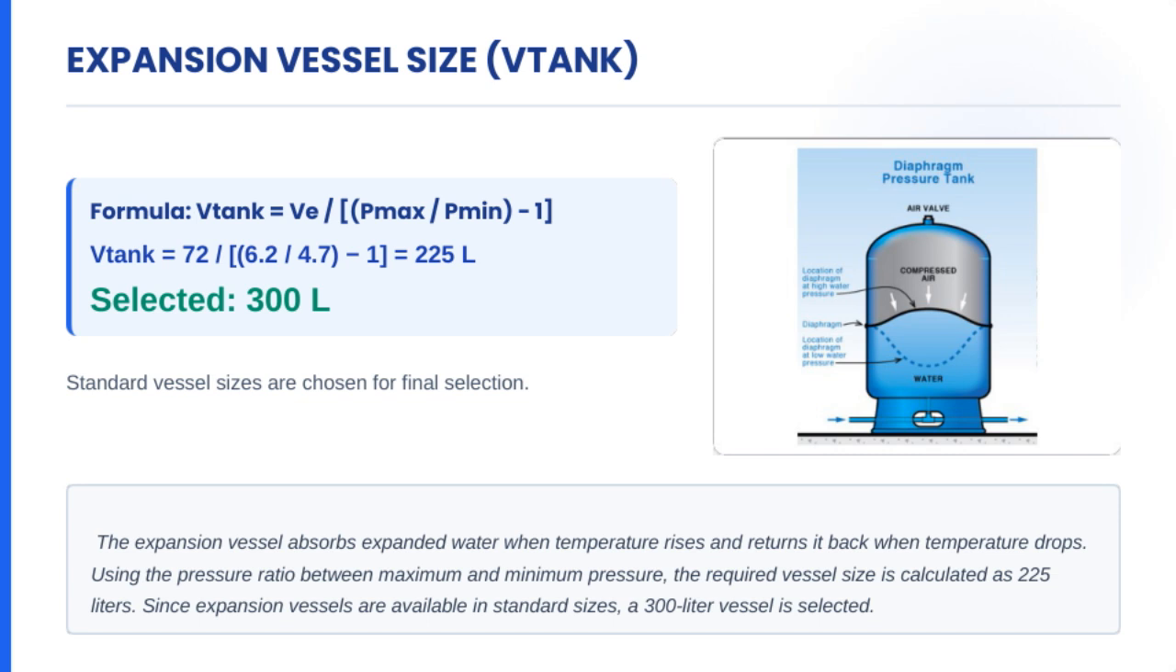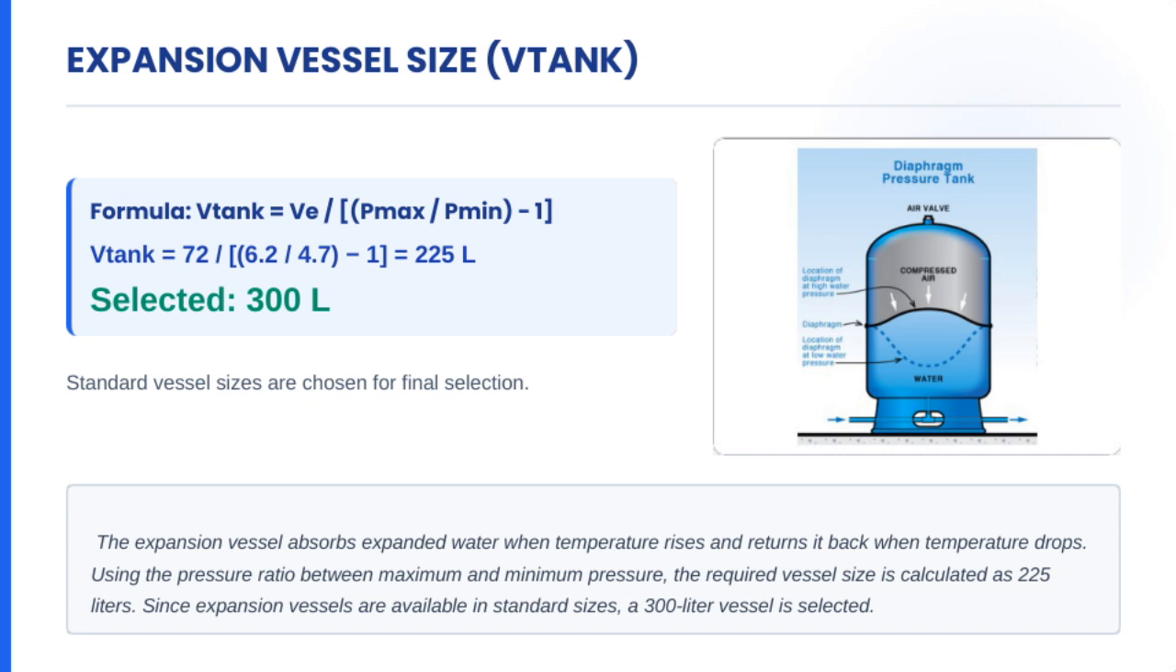In this case, V, the expansion volume, is 72 liters, and the pressure ratio is calculated from the pressures of 6.2 bar maximum and 4.7 bar minimum. When we plug those numbers in, VTank comes out to approximately 225 liters. This tells us that, theoretically, a 225-liter vessel would do the job perfectly to accommodate the expansion and contraction of water with temperature changes. However, since expansion vessels are available in standard sizes, we look at common options.